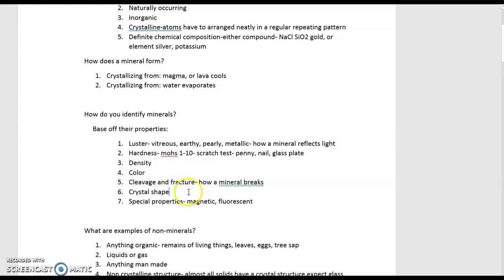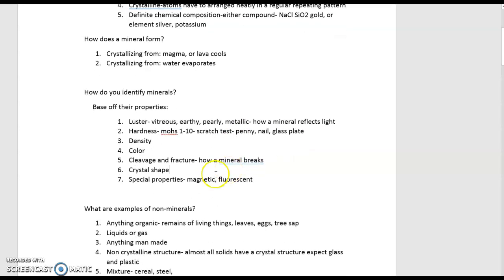We also have crystal shape. So this is the outward appearance. Quartz is a really good example of a mineral having a specific crystal shape. We have other properties too. Some minerals can be magnetic, fluorescent, or even radioactive. In that case, you do not want to expose yourself to minerals that are radioactive. That could damage your DNA, depending on the amount of exposure.